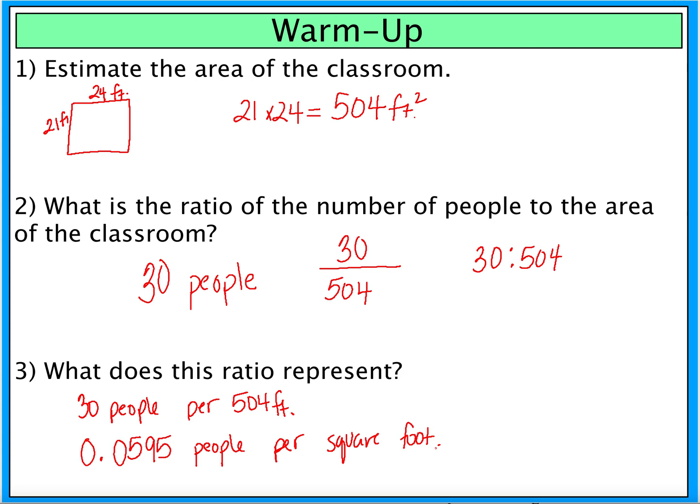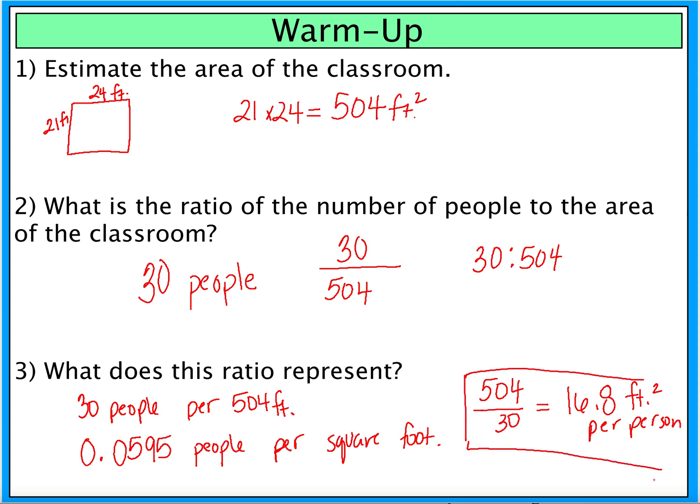So if I reverse the fraction, okay, and I did 504 over 30, that would tell me then how much I get per person. So if I did 504 divided by 30, I get a little bit less than 20, 16.8. And that would be feet squared per person. So this is kind of reversing the ratio of doing people to the area.